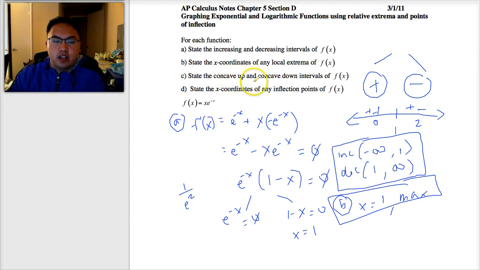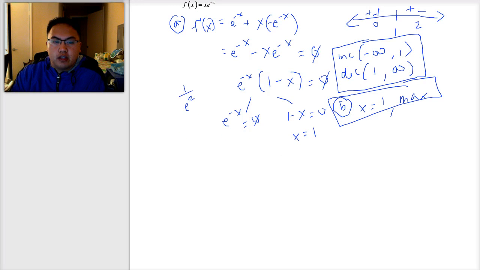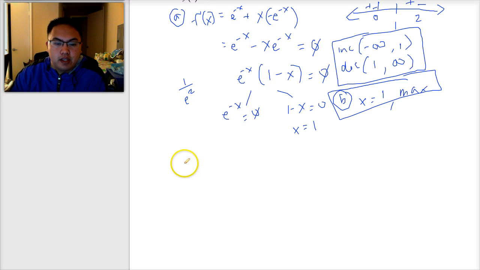C says state the concave up and concave down intervals. Okay, so you may remember to do concave up and concave down is the exact same process, but instead I'm going to do it with the second derivative. So remember, here's that first derivative right here. So I'm going to take the derivative of this.